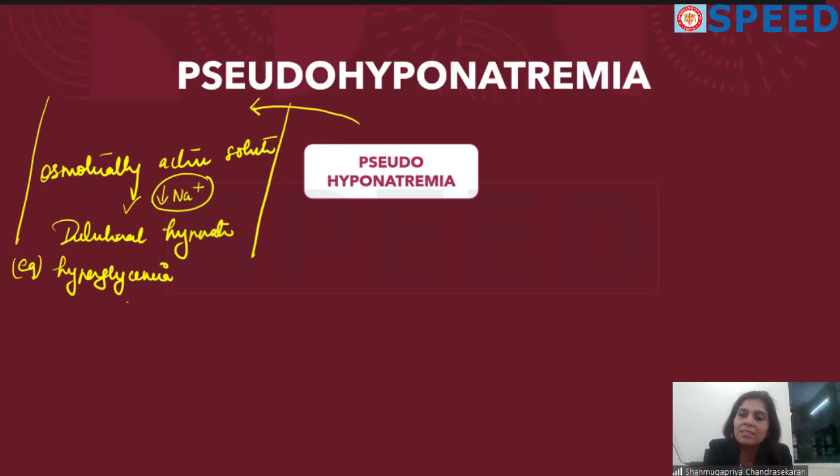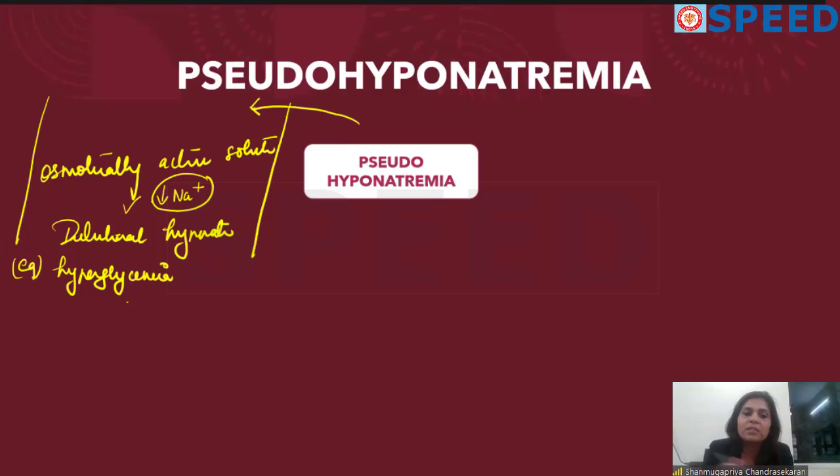Why am I saying that this is a false decrease in sodium? It is because you don't have to react to it. You don't have to react to the fall in sodium. All that you will have to do is decrease the glucose level. The sodium level will normalize. Okay, so this is one example.